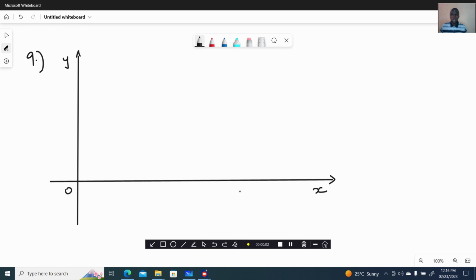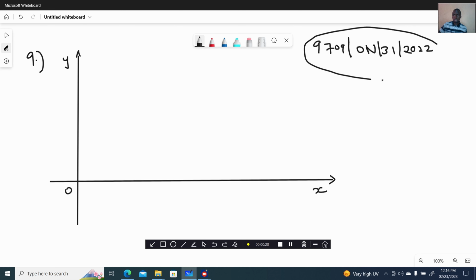In this tutorial, I will be solving this paper: 9709, October/November, paper 3, variant 1, 2022. So actually follow me. If you're revising on your side, you can just follow what I'm doing, and you're going to be assisted instantly.